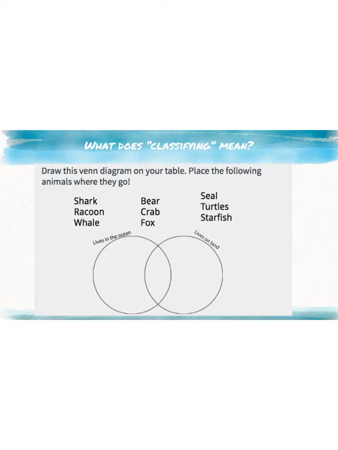We know that a shark lives in the ocean. Just like we know a fox lives on land. But what about animals that live in both places? Like the crab, where would we place that? We would place it right in the middle of both circles because the crab can live both in the ocean and on land.